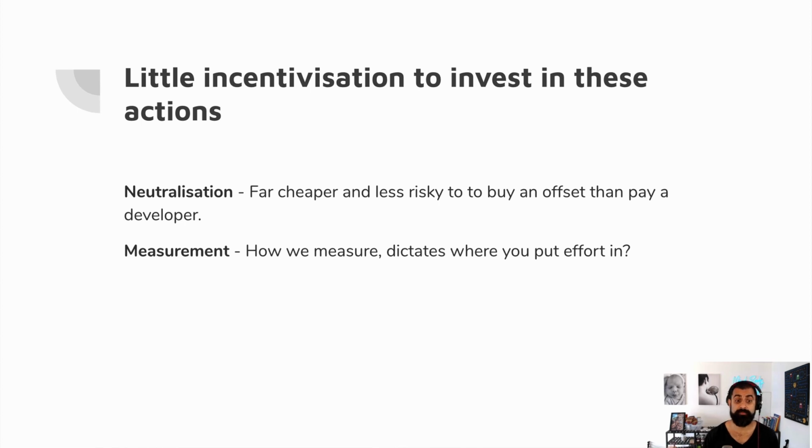So the other problem is measurement. How we measure dictates where you put effort in. If you've got a method of measurement measuring how green your application is, and that number doesn't go down if you make your application more energy efficient, you won't put investment into energy efficiency. If the number doesn't go down if you make your application more hardware efficient, you won't put any investment into hardware efficiency. If that number doesn't go down if you make your application more carbon aware, then you won't put any effort into carbon awareness. How you measure dictates where all the investment goes.